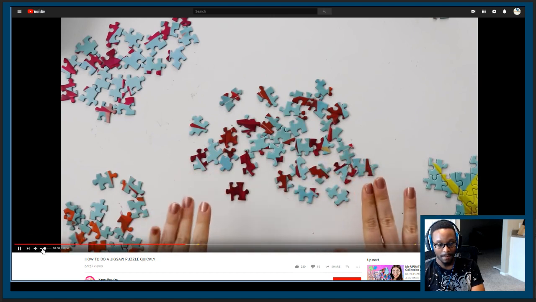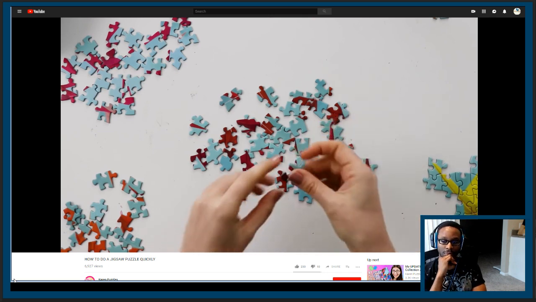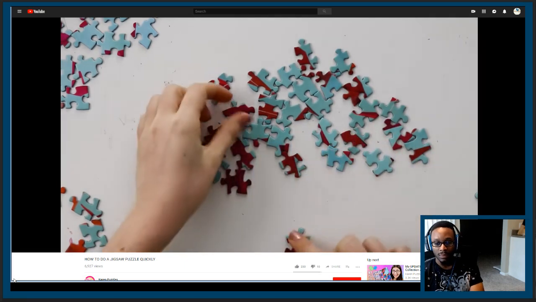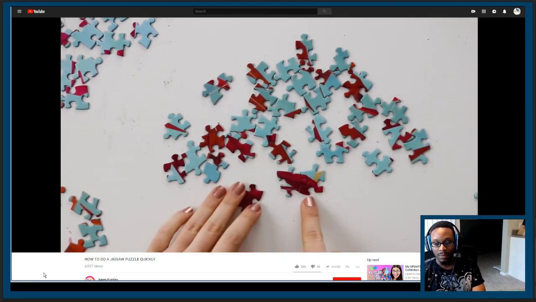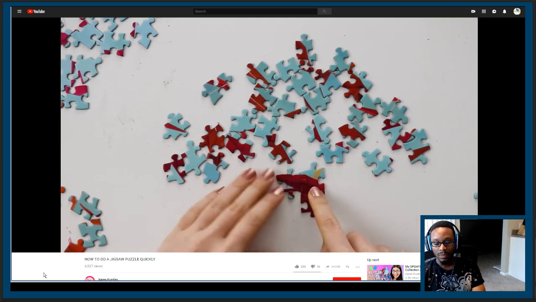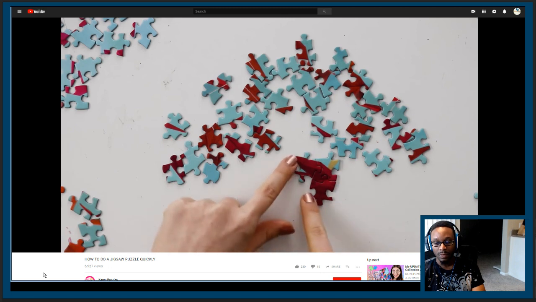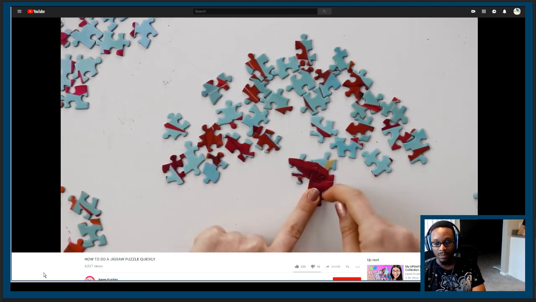Overwhelming, and you might not really know where to start. I find that you just pick a piece like this that has a very distinctive section in it. So I'm pretty sure that's going to be this piece. There we go. So now you pick another side, and I think this piece goes there. And now you have two sides, and so it's a lot easier to find the corner of a piece than it is just to find one side of it.